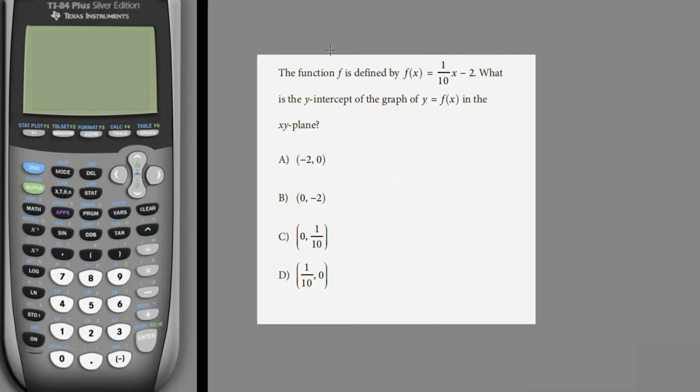The question says the function f is defined by f of x equals 1 over 10x minus 2. What is the y-intercept of the graph of y equals f of x in the xy-plane?